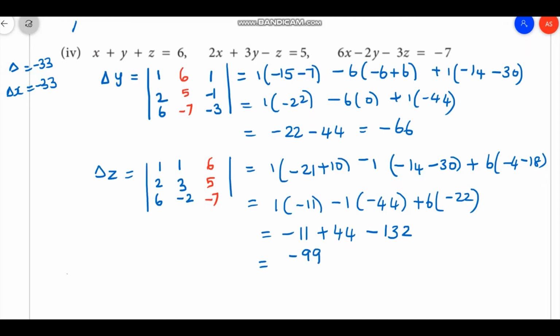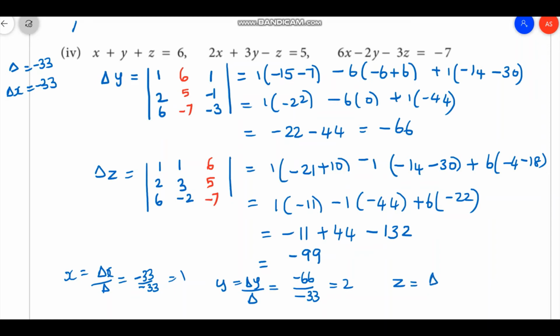So let me find out the x value. So what is x? Delta x by delta. So delta x by delta is minus 33 by minus 33, which is equal to 1. Y value, delta y by delta. Delta y value is minus 66 by minus 33, which is equal to 2, and z is delta z by delta, which is minus 99 by minus 33, which is equal to 3.